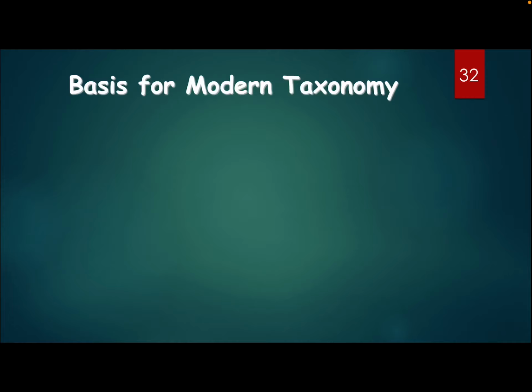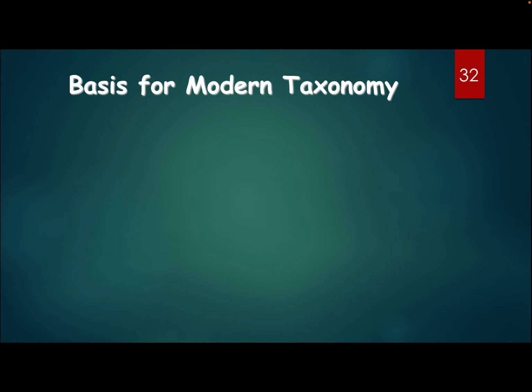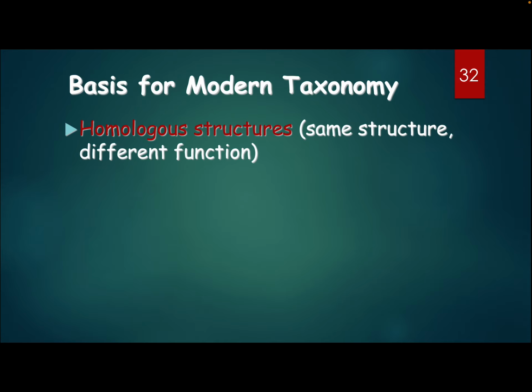All right, so modern taxonomy takes into account a couple of different things that our earliest people weren't able to do. Like Linnaeus wasn't able to look at DNA and things. He didn't have the technology, he didn't have the ability to do some of the stuff that taxonomists now can do. So one of those things is looking at homologous structure.